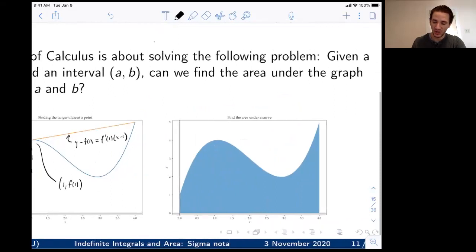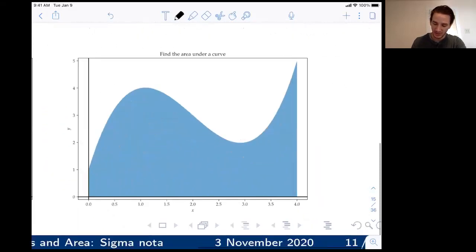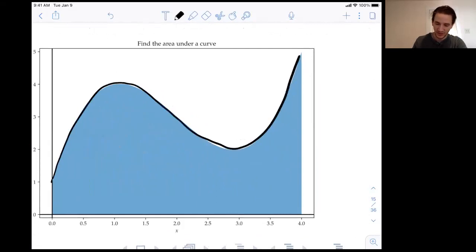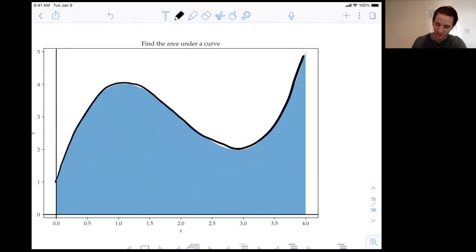The second half of Calc 1 and all of Calc 2 is about finding the area under this curve. So we have the same curve, y equals f of x, and we're finding this blue area between x equals, in this case, 0 and x equals 4. But in general, we want to find the area between x equals some number a and some other number b, and between the curve and the x-axis.